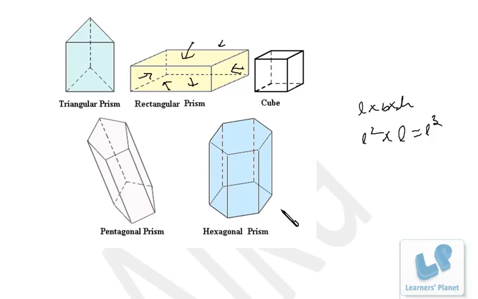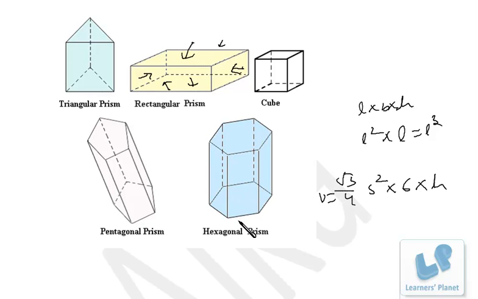Similarly, it is a hexagonal prism. So the base area will be the area of this regular hexagon. The area of a regular hexagon is actually a combination of 6 equilateral triangles. So root 3 by 4 side square, that is the area of one triangle, and that is for 6 triangles. So this is the base area into height. Height means this length. That will be the volume of this hexagonal prism. So this is the volume.